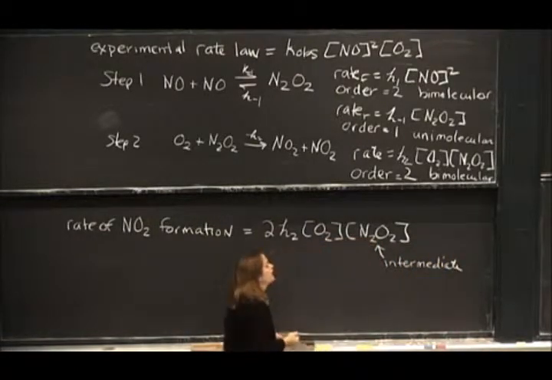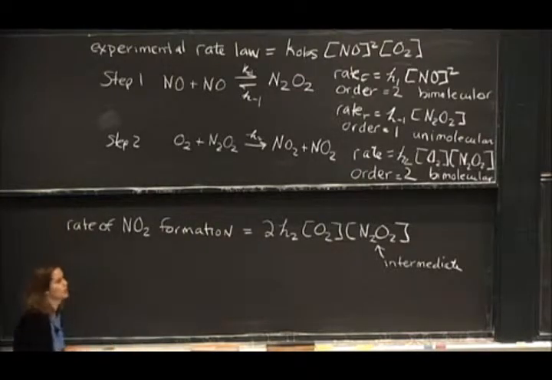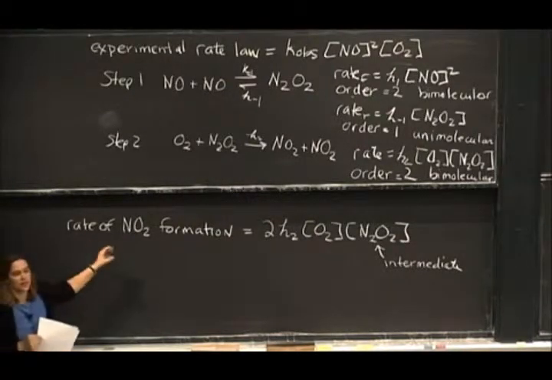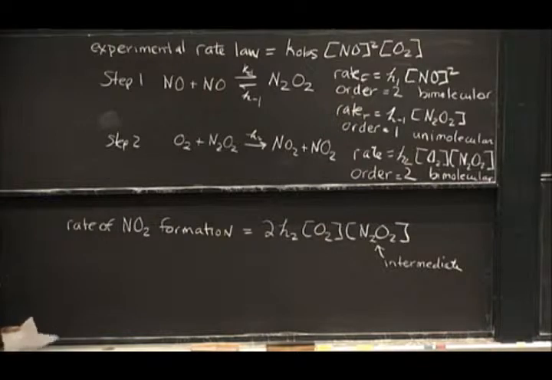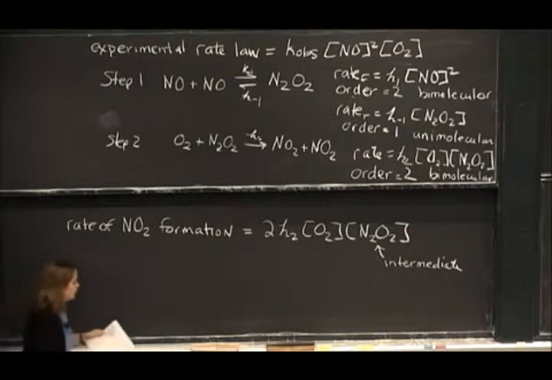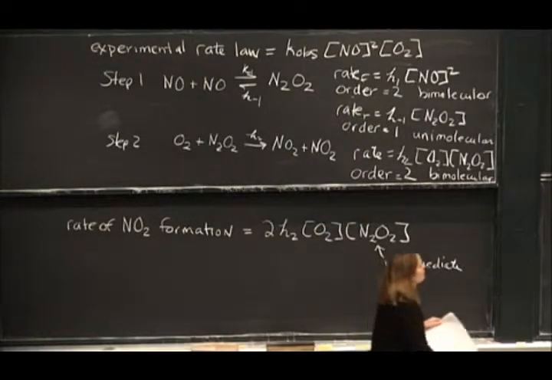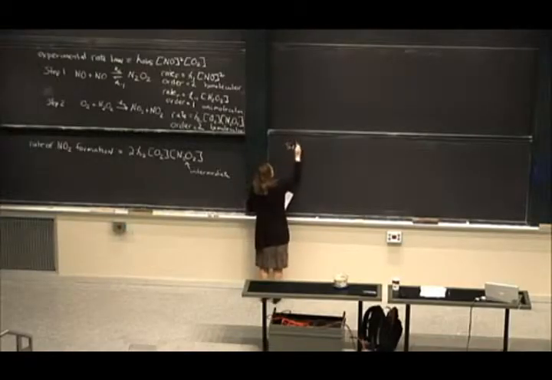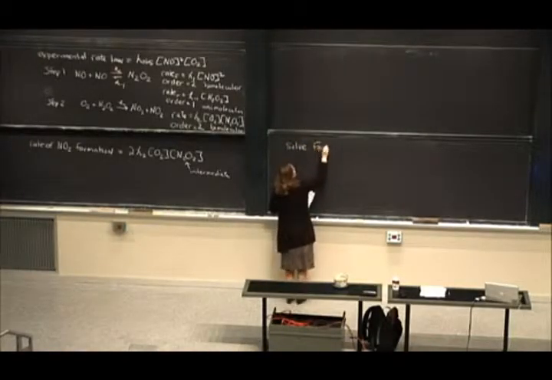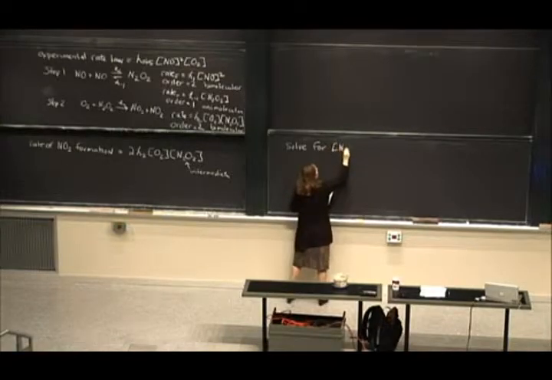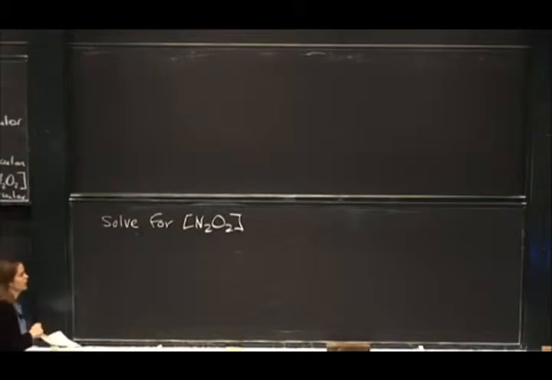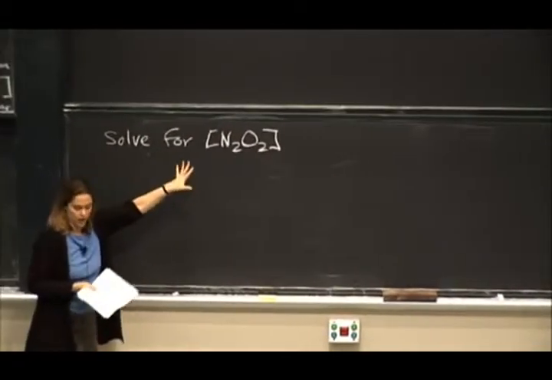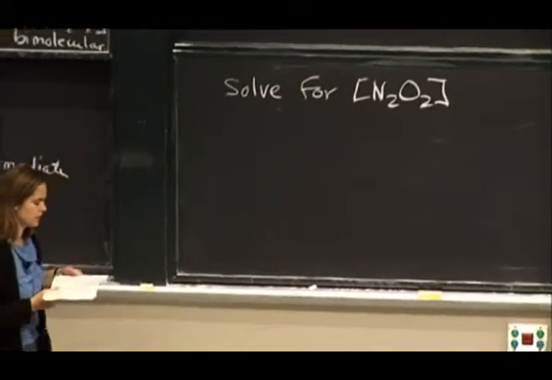And if we're going to write the rate of a reaction, the rate of product formation, we can't have any intermediates in our equation. We need to solve it in terms of products and reactants. So we need to solve for N2O2. So we need to solve for the concentration of N2O2 and substitute that into our equation. So we need to solve for it in terms of products and reactants.